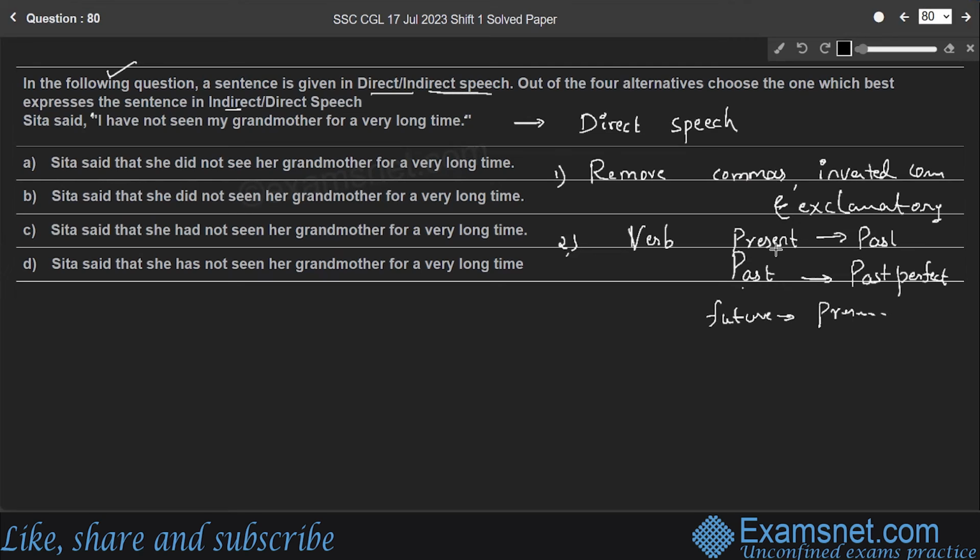If the verb is in present perfect tense, for example, in the given sentence, the verb is in present perfect tense, I have not seen my grandmother, change this to past perfect tense in the indirect speech. Past perfect tense. So let us come to the point here. How to change from direct to indirect? Here, Sita said, remove this comma. Sita said.